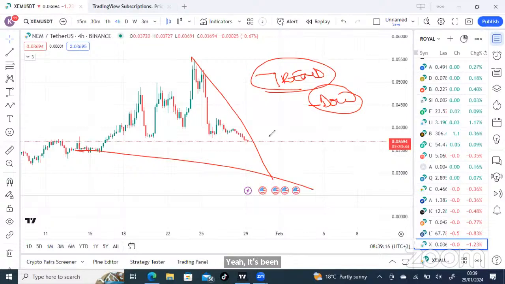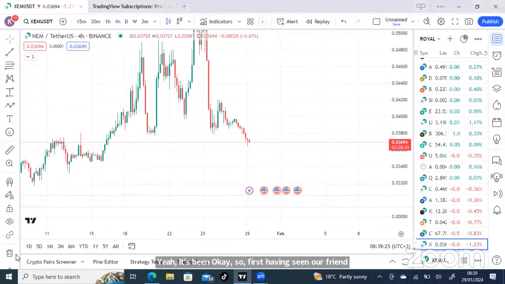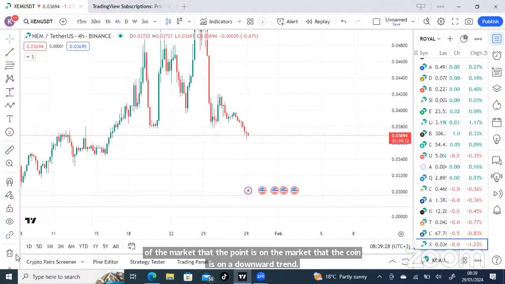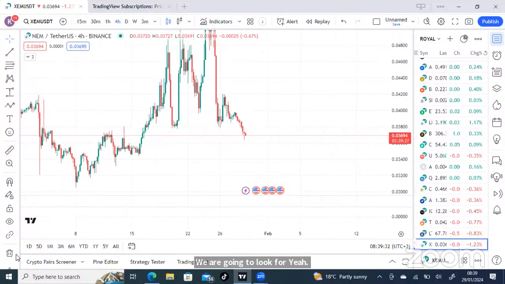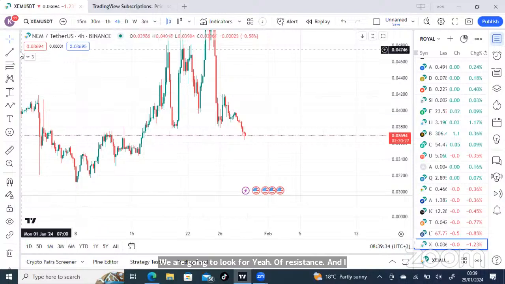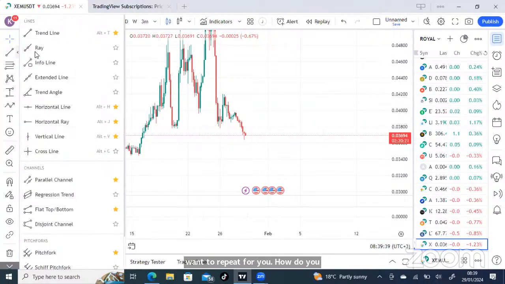Okay, so first, having seen our trend of the market, that the coin is on a downward trend, we are going to look for areas of support and areas of what? Of resistance. And I want to repeat for you. How do you draw support and resistance? Just a reminder to you guys.